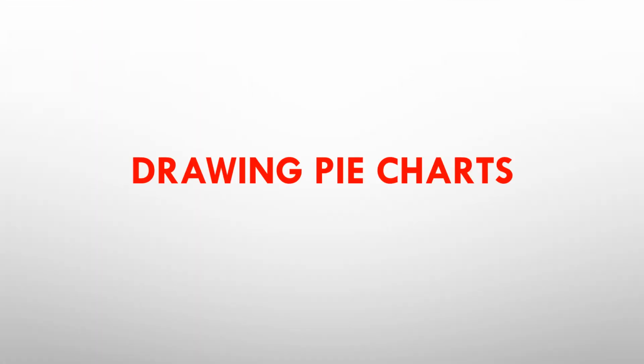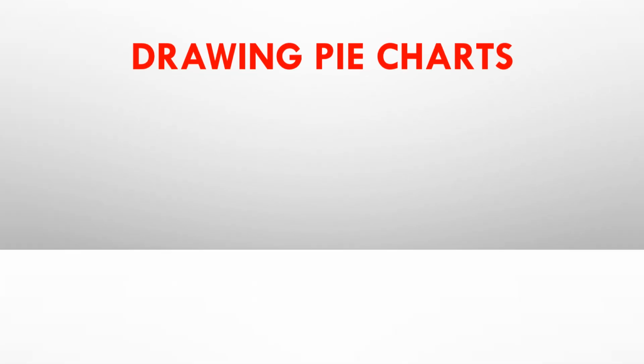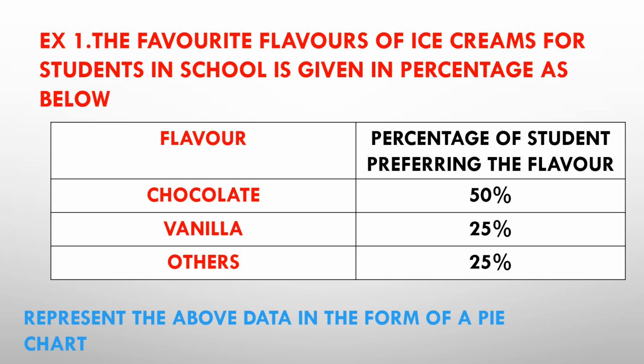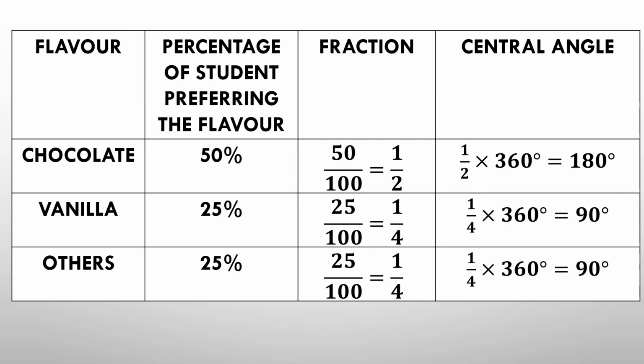Now we will learn how to draw a pie chart. Take this example. The favorite flavors of ice creams for students in a school is given in the table. You have to represent the above data in the form of a pie chart. Now we will make a table to find out the central angle for each part. For this, we will divide the table into 4 columns. The first is flavor, second percentage, third is the fraction for each part, and fourth the central angle. Given chocolate is 50%, vanilla 25%, and others 25%.